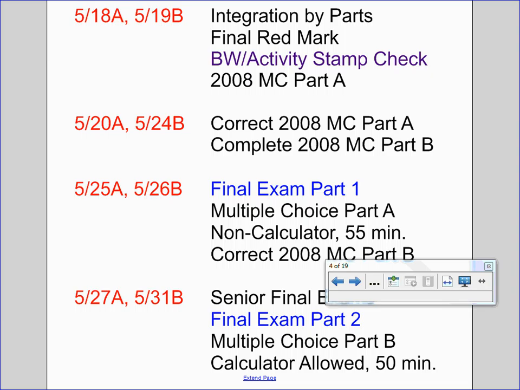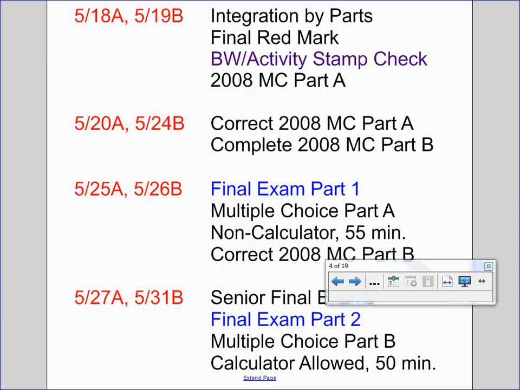It'll be a final red mark, so we'll be all set for our Bellwork and activity stamp check. After those are collected, I can put those in Infinite Campus, right? After I've gotten that from everyone in both classes. And then you'll get the multiple choice 2008 Part A. That's going to work as your review for Part 1 of the final exam.